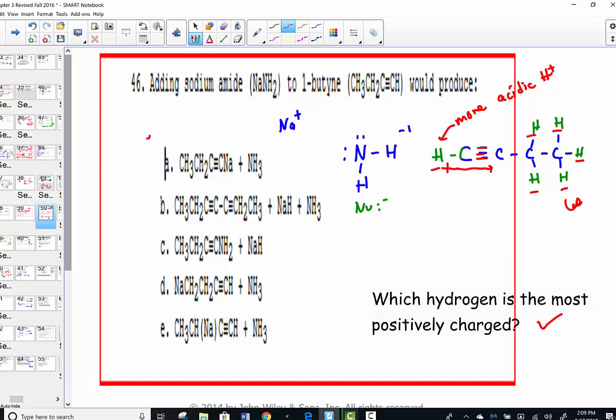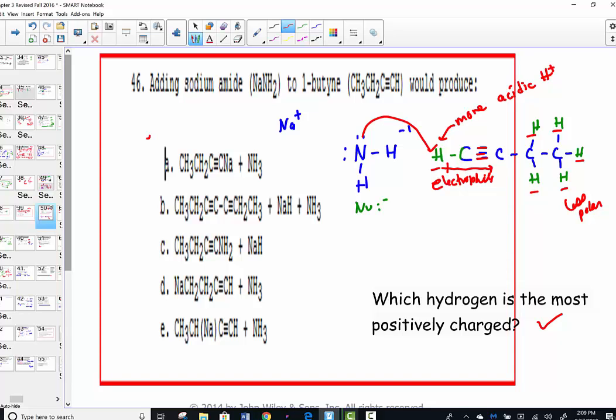So down here we have less polarized bonds. C and H are actually considered a nonpolar bond. But here, due to the triple bond density, this hydrogen has its electrons being pulled away, making it the better target. So that's the electrophile in that particular species. So what happens? Well, the N is going to extract that hydrogen.